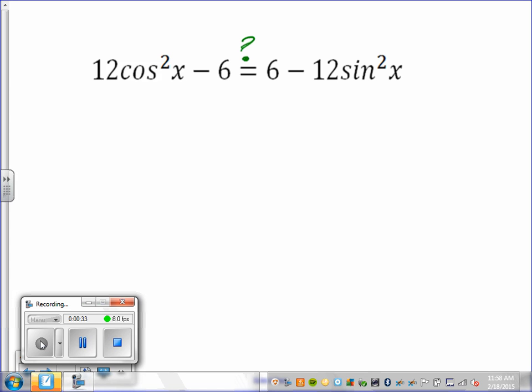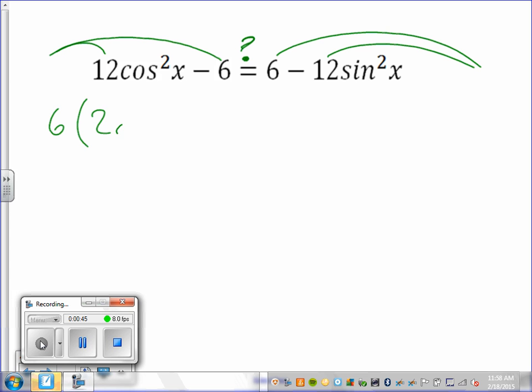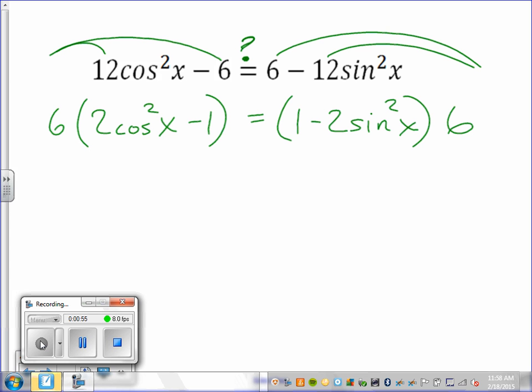What can I do? What's something I can do? And we've said this. Can I factor out a common term from both of these? The answer is yes. I can factor out a 6. Does that give me anything? Who knows? Doesn't hurt to try. Over here we'll have 1 minus 2 sine squared x with the 6 on the outside.